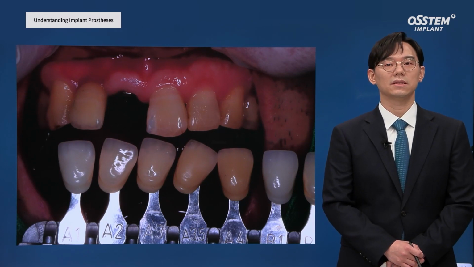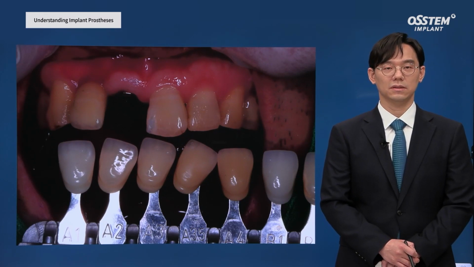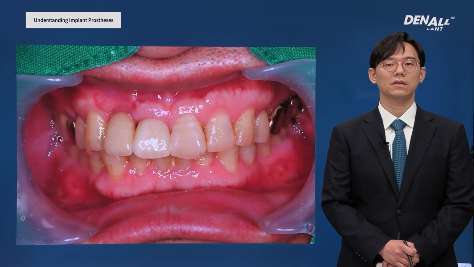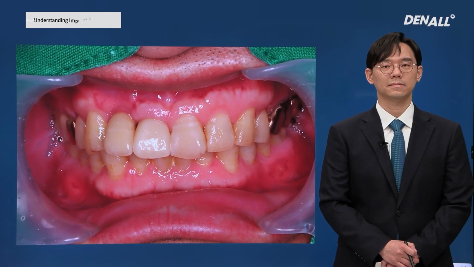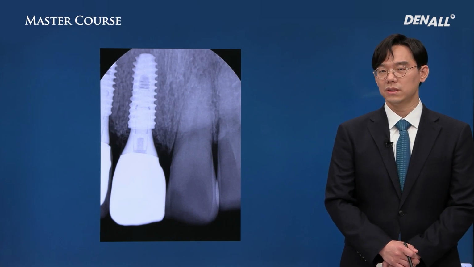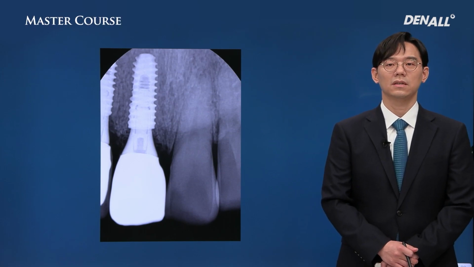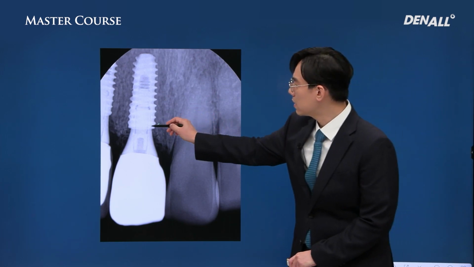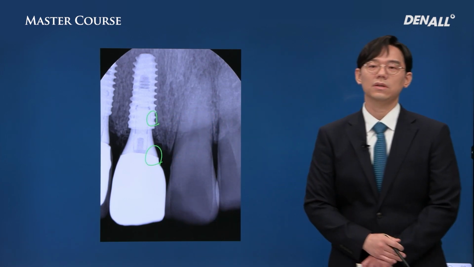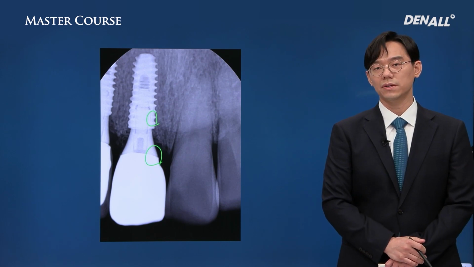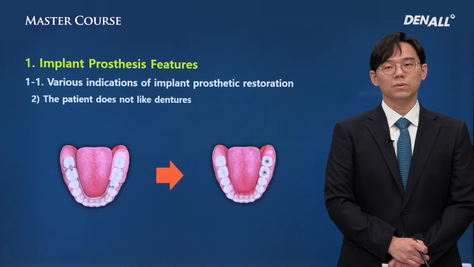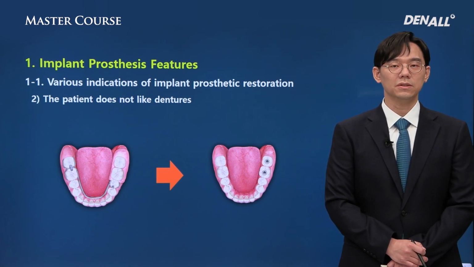2 months later, impression was taken, and a shade taking photo was taken. Final prosthesis was fabricated and delivered. If you look at the PA, position, depth, distance looks okay, and the abutment connection state and the prosthesis connection state look favorable as well. Implant can also be considered for multiple missing cases, as shown on this image.